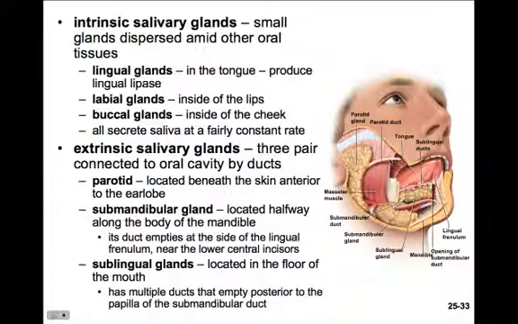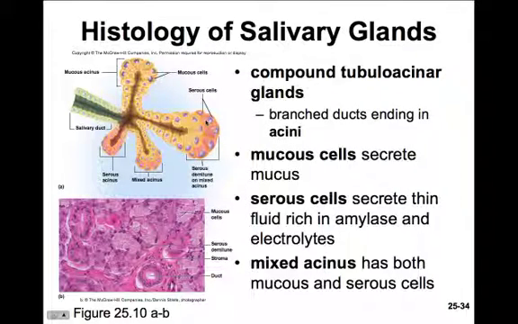Salivary glands are tubuloacinar glands. If you remember, acinar refers to the sacs at the ends, and the tubular part refers to the tube. So they're a combination of both tube and sacs. And the cells in these sacs are either mucus cells or serous cells, or you can see in this case mixed acinar cells, where both mucus and serous cells exist. The mucus cells obviously secrete mucus, but the serous cells are going to secrete most of the enzymes and electrolytes.